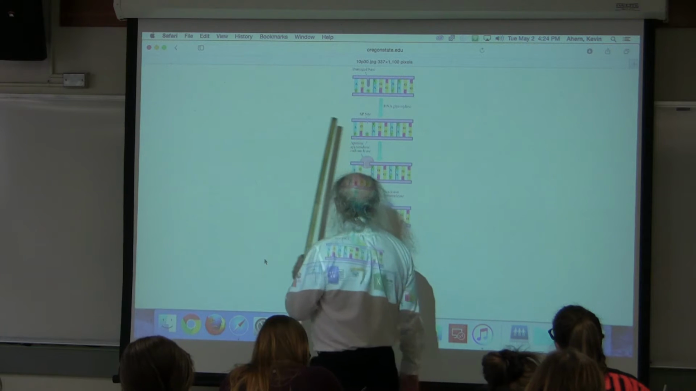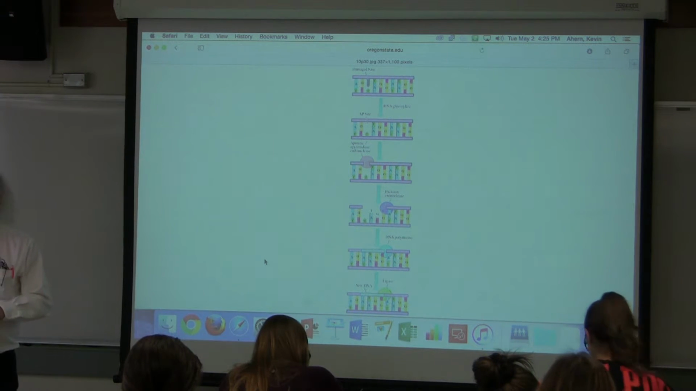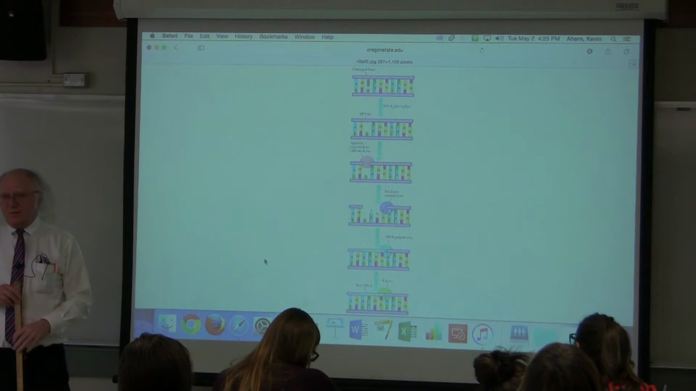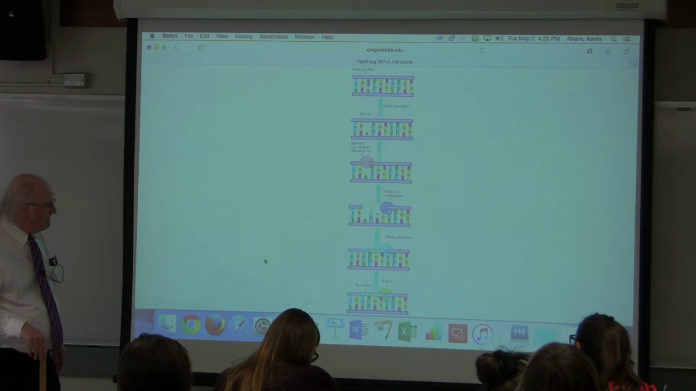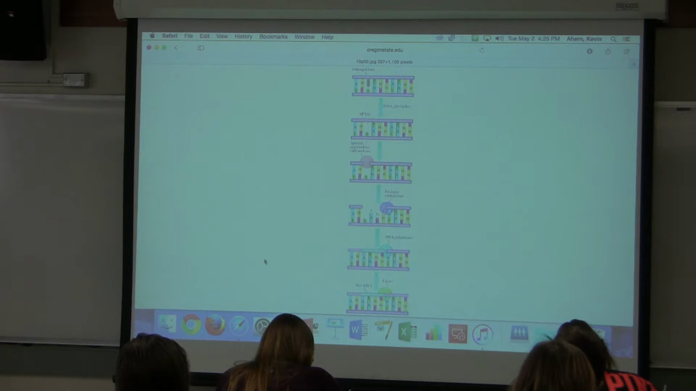But anyway, it's called an apyrimidase, which in this case cuts out a pyrimidine. There's also apurinases that will also cut out purines. Okay, that's DNA. That's base excision repair.